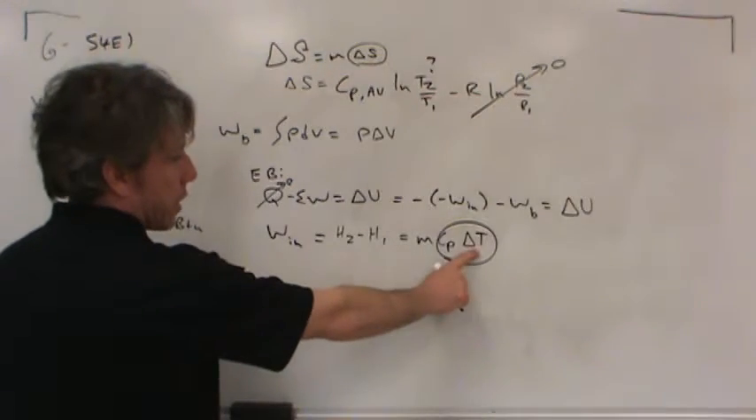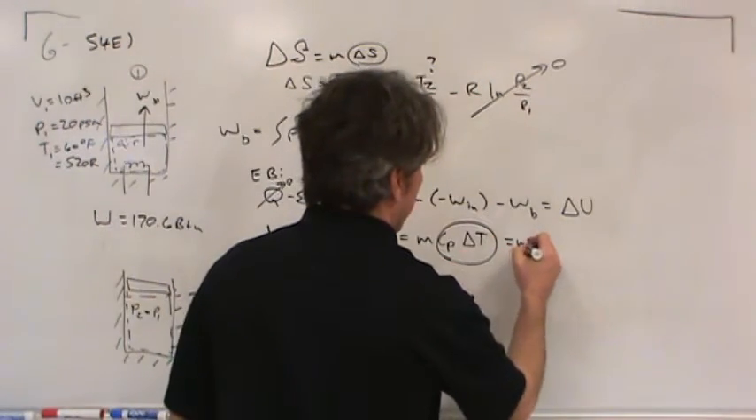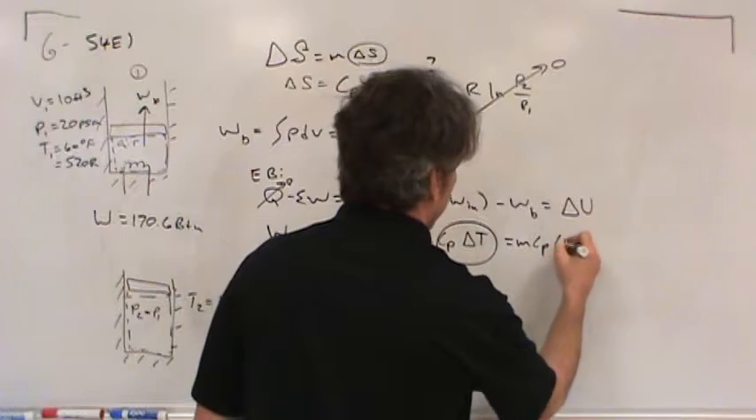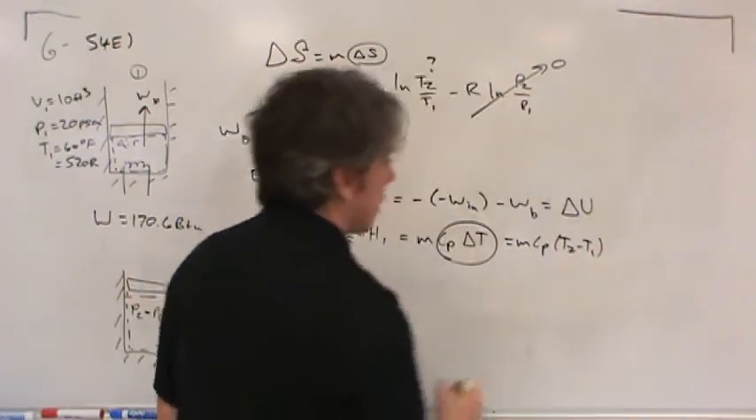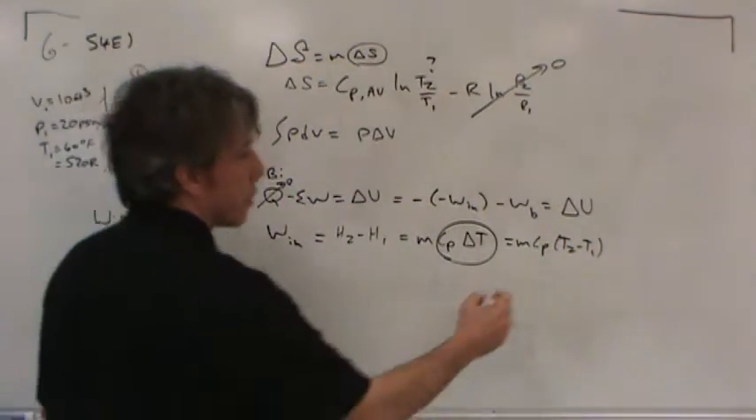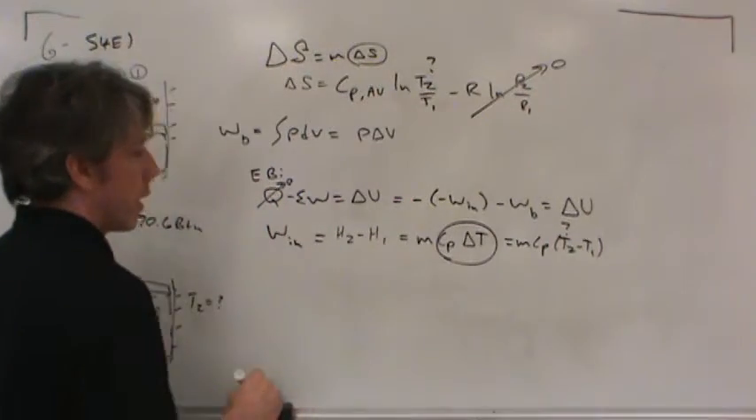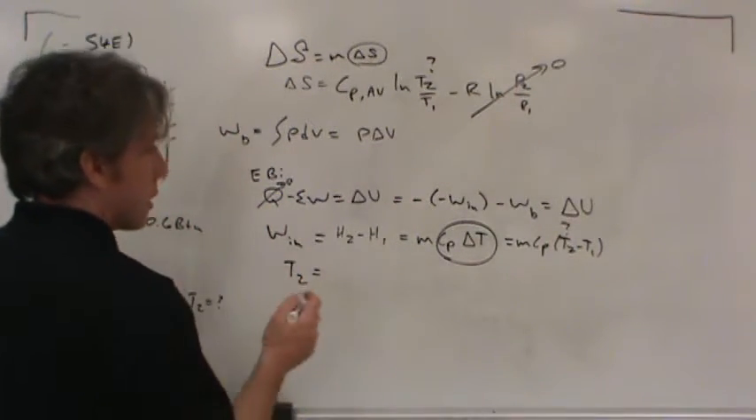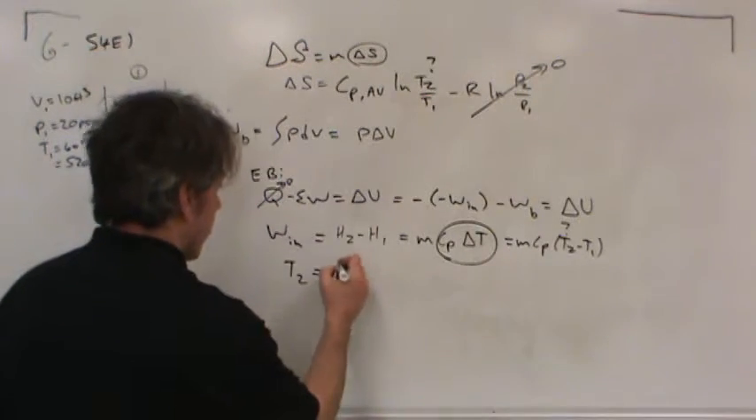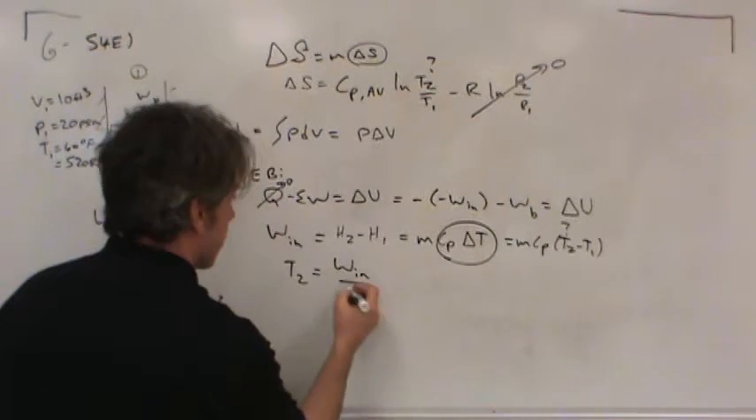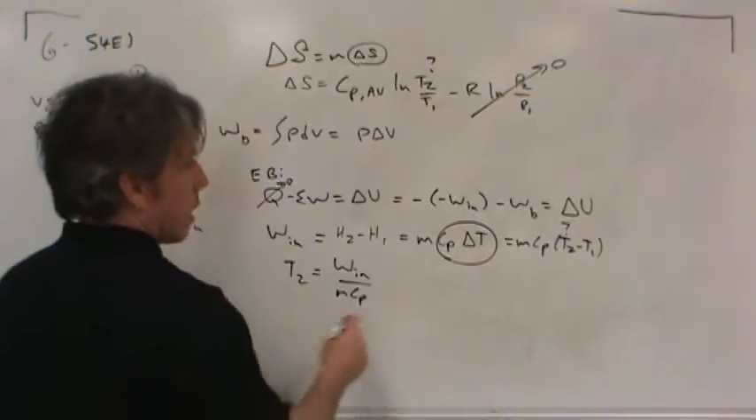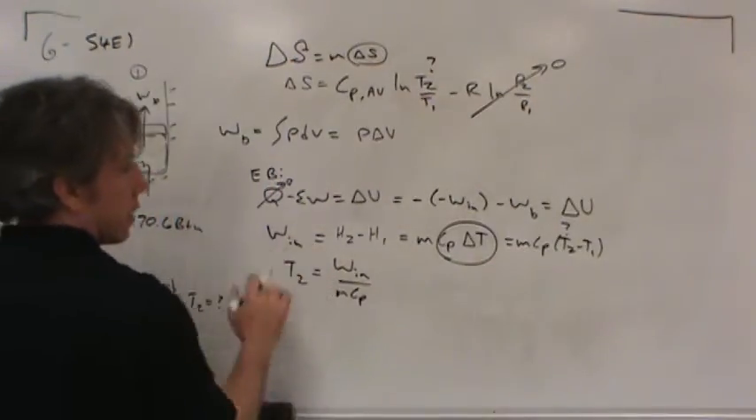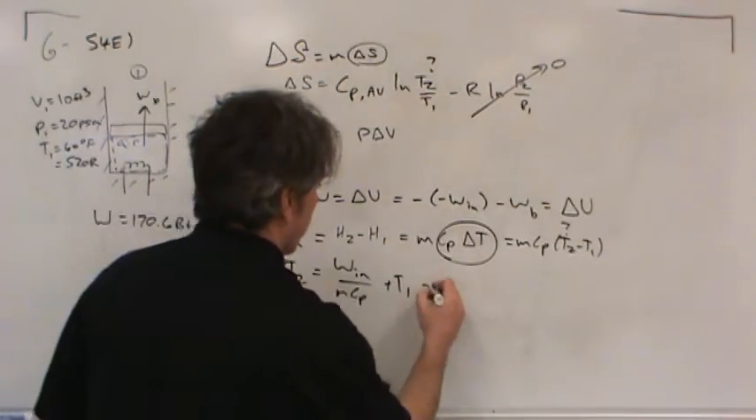And that's where we're going to get our temperature from, because this would be mCp of the air, T2 less T1. The only unknown in this equation now is T2. So solving for the temperature in state 2, I'm working this differently than I did in my notes, but that's fine. We divide out mCp and add T1.